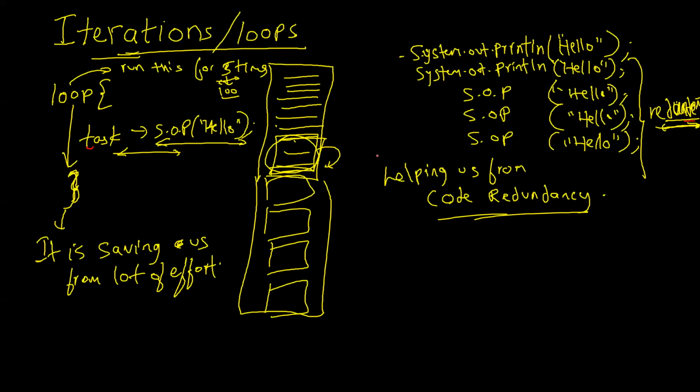So just remember this. The initialization statement runs only once, and then condition check, true, task, update, check, true, task, update, check. In that way it will happen. If the condition is false, it will go out.